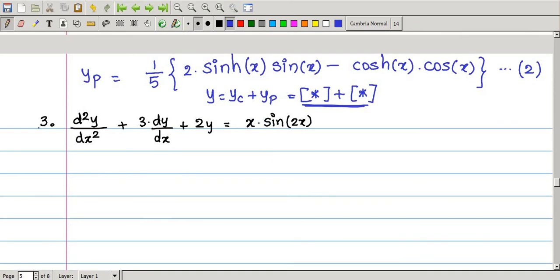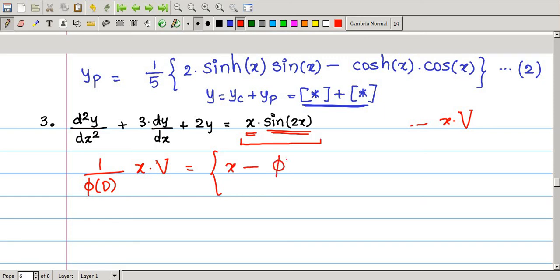Now we go for the third problem. Here f of x is a product of one algebraic and one trigonometric function. We can consider it in the form of x into v, and the shortcut method formula is 1 upon phi of d into x into v is x minus derivative of auxiliary equation with respect to d upon auxiliary equation into 1 upon phi of d into v.